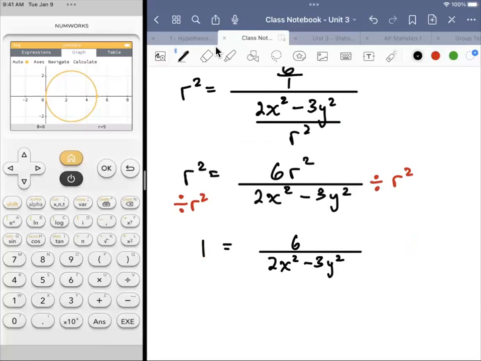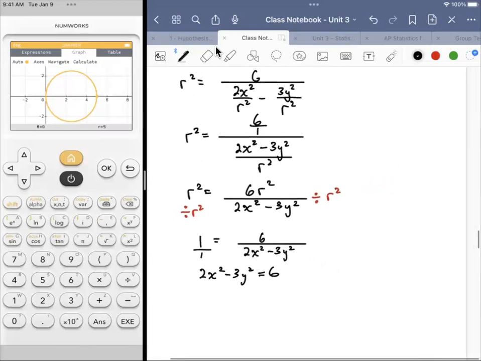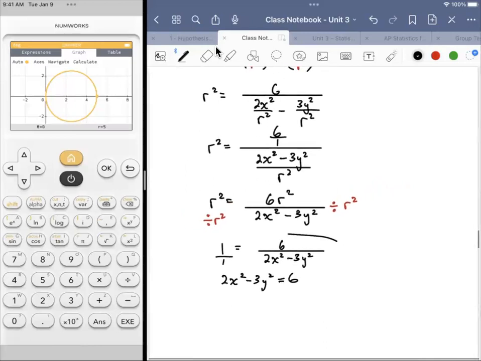And then we can cross multiply. That 1 is really a 1 over 1. So I have 2x squared minus 3y squared is equal to 6. It was actually at this step where you could have stopped because it's in terms of x's and y's. So mission accomplished, but this is definitely a little nicer to look at.